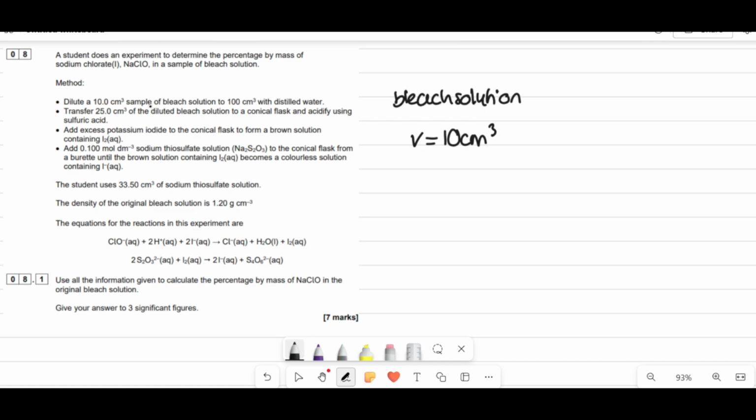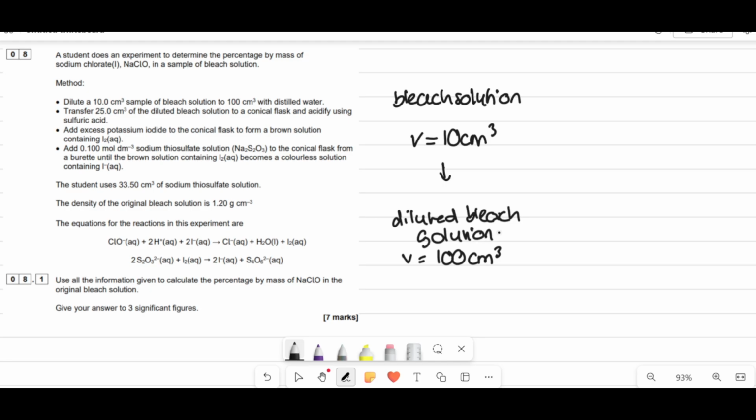And then it's now got another volume. It says dilute a 10 cm³ sample to 100 cm³ with distilled water. So now something has changed. It's now hit 100 cm³. Now go back and look at who that belongs to. I'll give you a second to think, who does this volume belong to? What specific thing do we care about in this? So it's a 10 cm³ sample of bleach solution to 100 cm³. It's just the bleach solution with a bit of water in it, right? So it's still the bleach solution, but it helps to make sense of it by writing out this kind of thing here. So diluted bleach solution there.